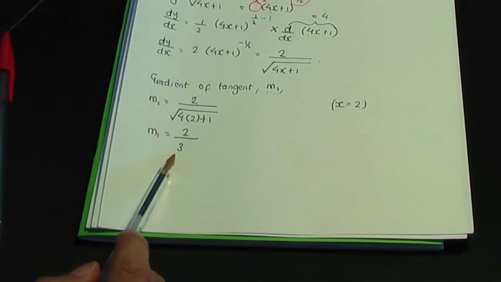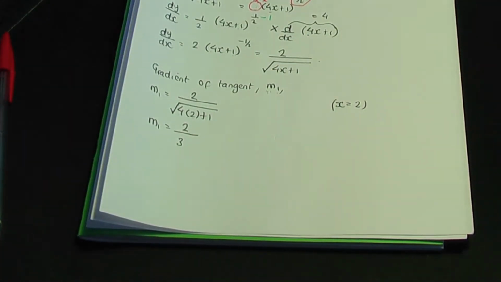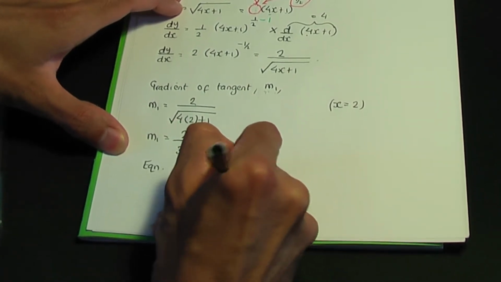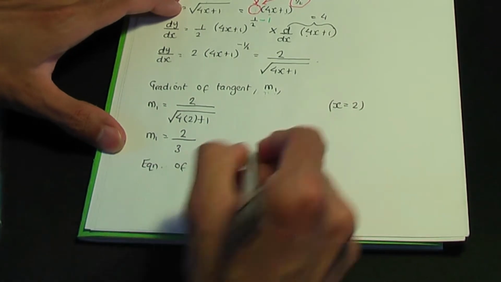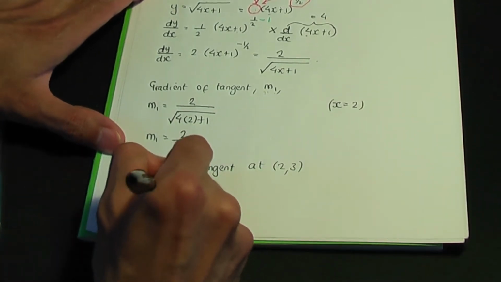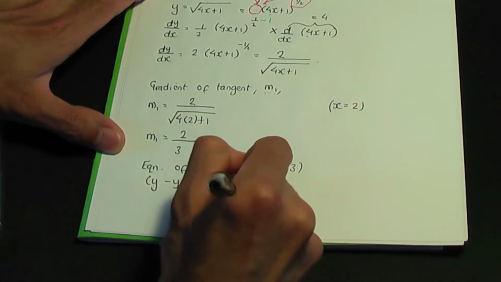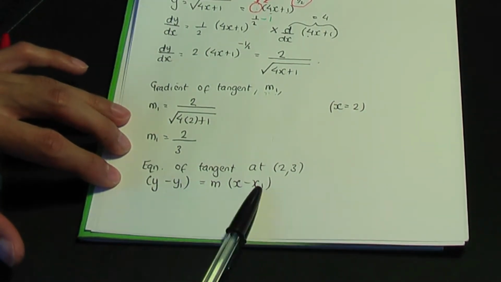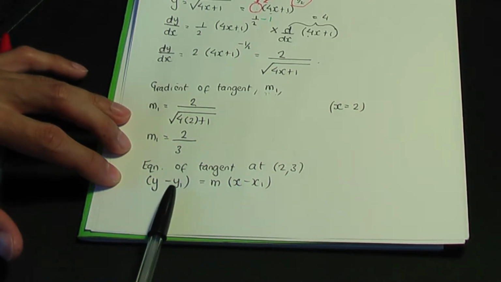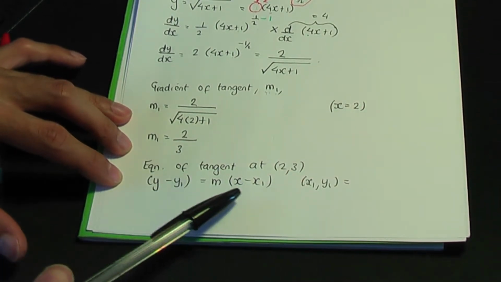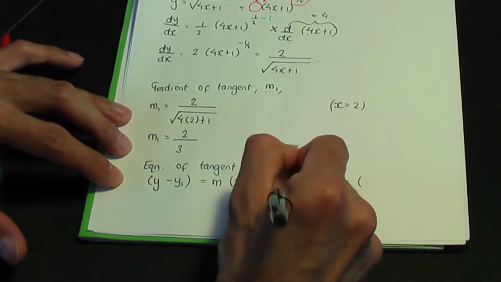So I have the gradient of the tangent, 2 over 3, and the x and corresponding y coordinates. We have everything that we need to work out the equation of the tangent. The tangent is at the point where x is 2 and the y coordinate we found is 3. So let's use the formula y minus y1 equals m into x minus x1. Since a tangent is a straight line, we can use the equation of the straight line formula. Remember, in this formula, x1 and y1 are the coordinates of the point the line passes through. So our tangent passes through 2 and 3.